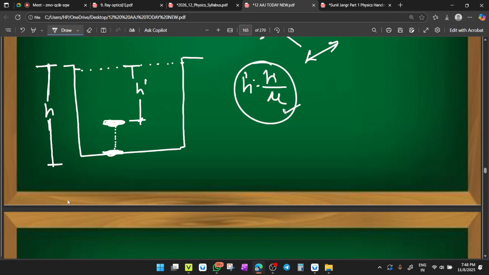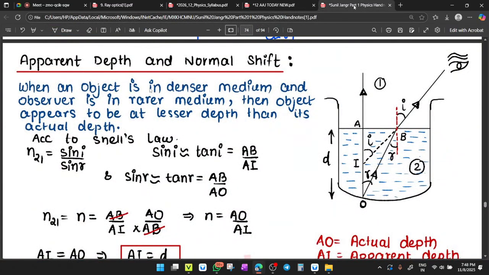Mu is the refractive index of the water or liquid in which you inserted your coin or something. So we have to find this apparent depth by derivation, apparent depth and normal shift. So the question is, what is apparent depth? When an object is in a denser medium and the observer is in the rarer medium.